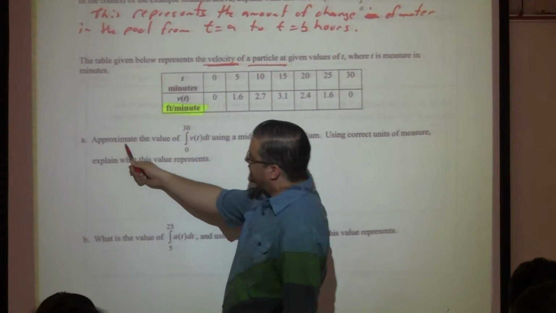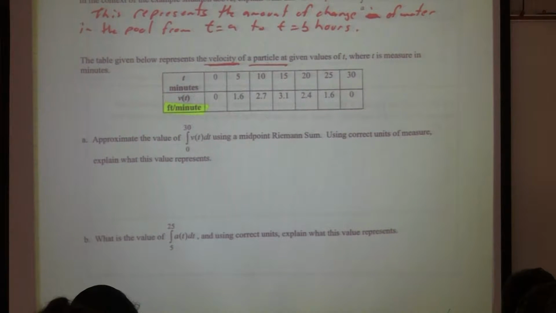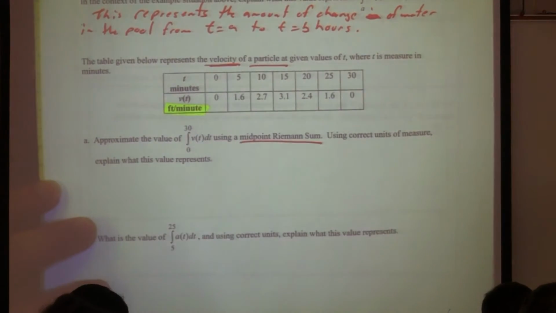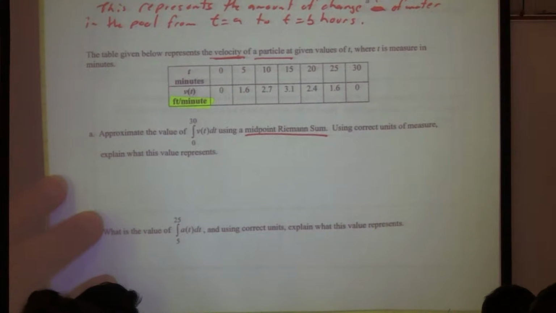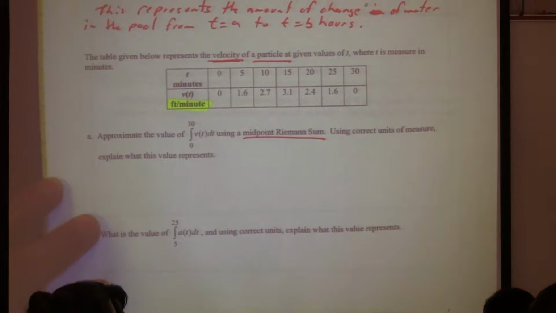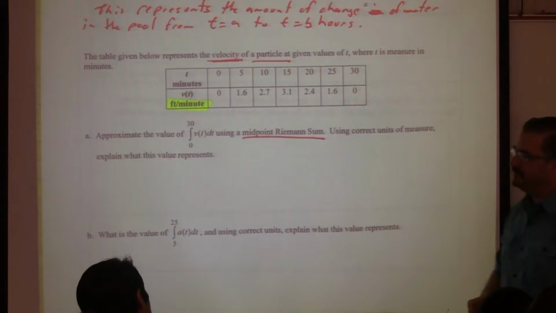Okay, first question says approximate the value of the integral from 0 to 30 of v of t using a midpoint Riemann sum. Using correct units of measure, explain what this represents. Did they give us a specific number of intervals to create? No, so you don't know, right? So can you just make up whatever intervals you want? Yeah, since no specific set of intervals were defined, you can make up your own.